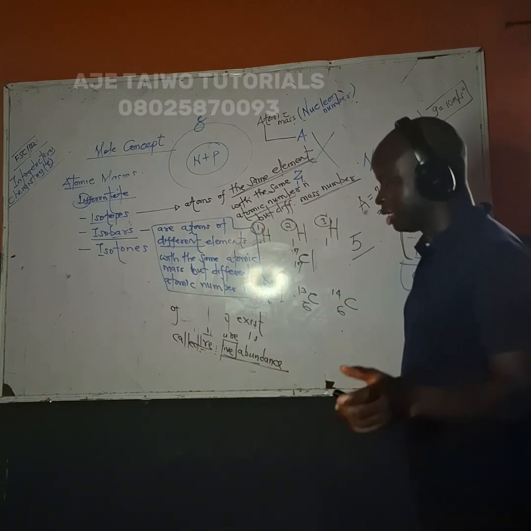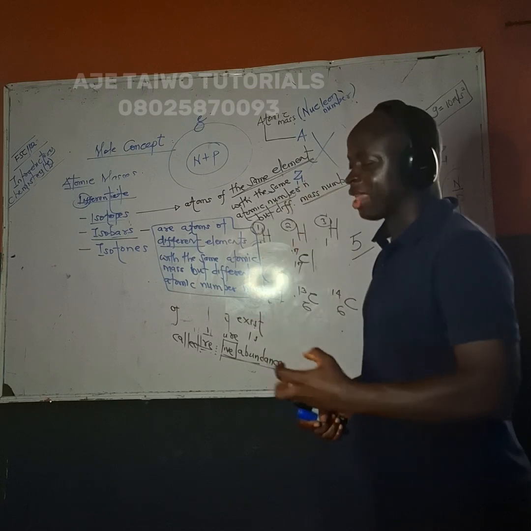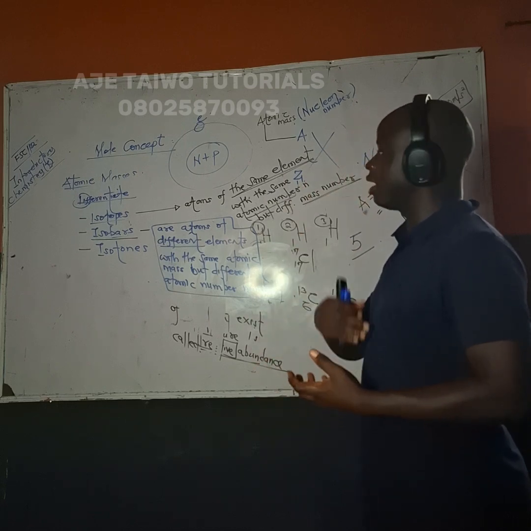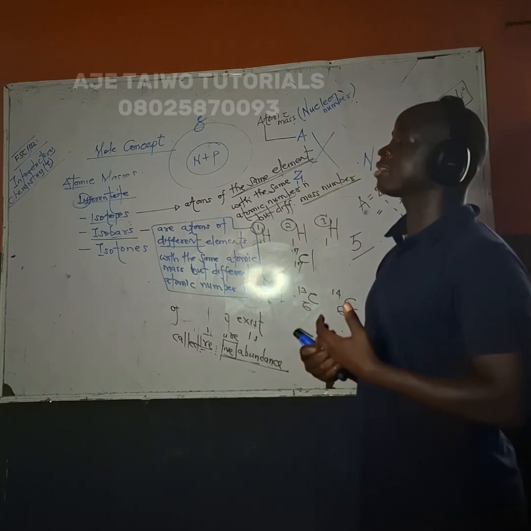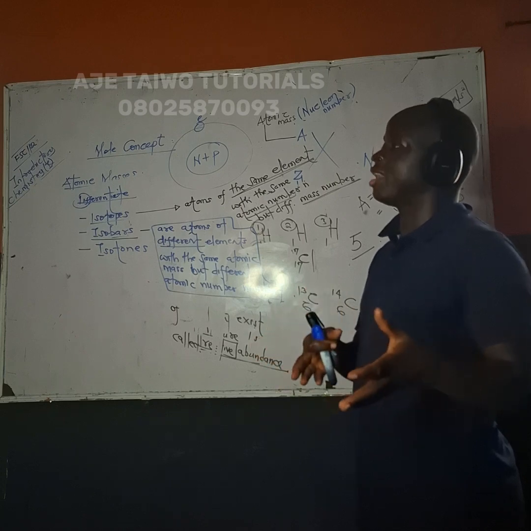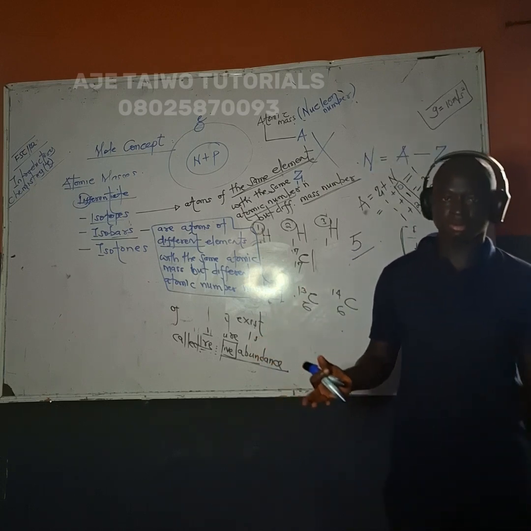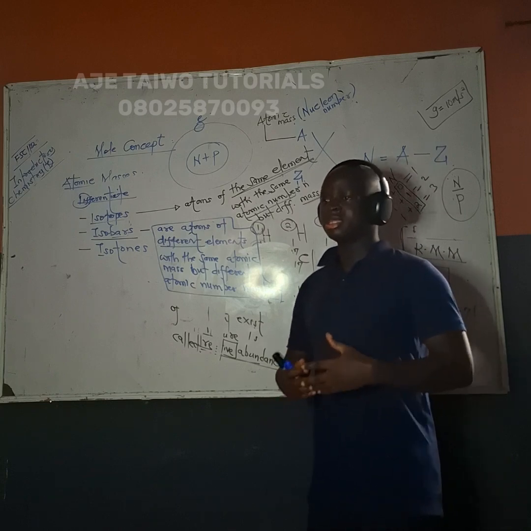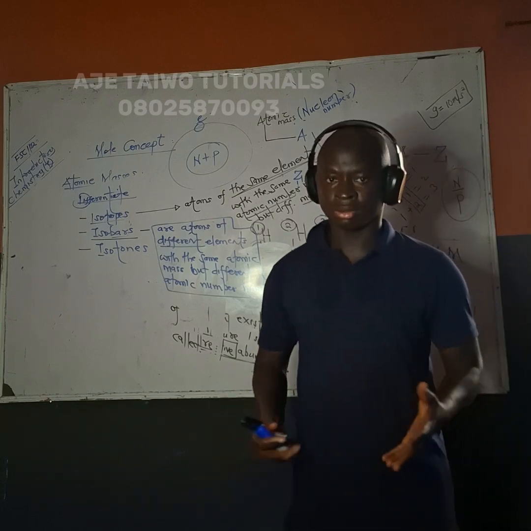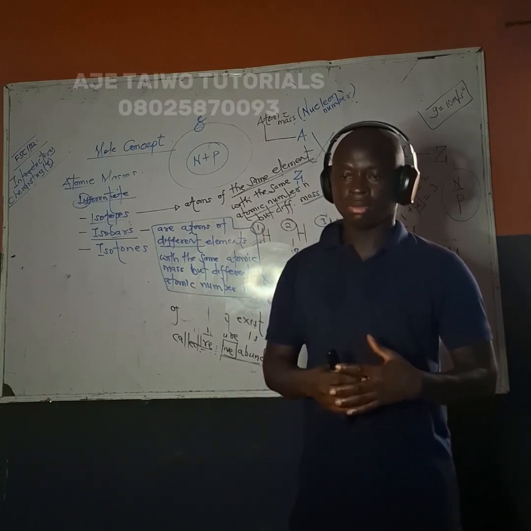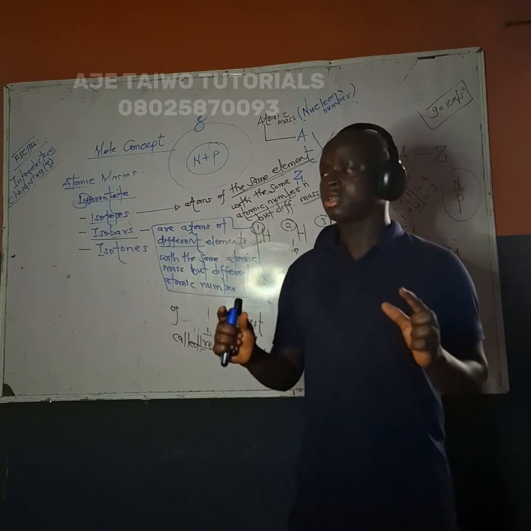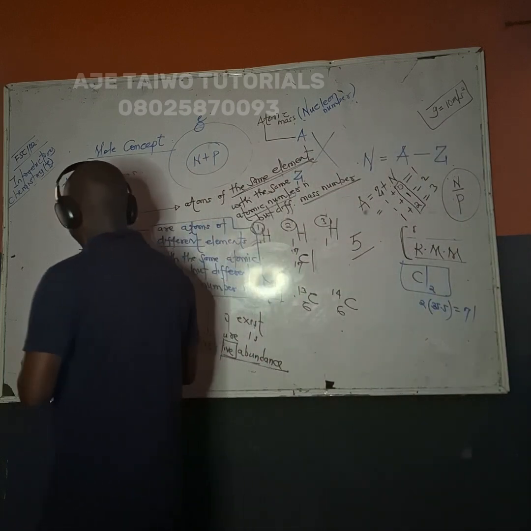Yeah, put it down. The relative atomic mass of every element is usually a decimal or fraction as a result of the presence of isotopes.